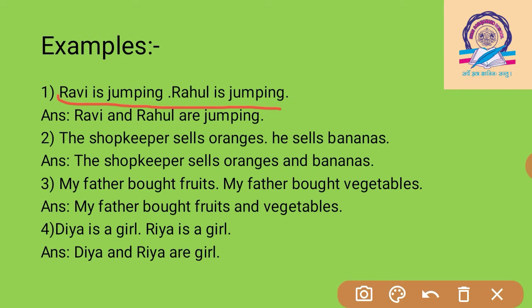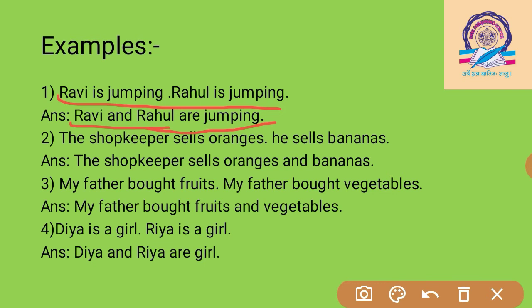Like Ravi and Rahul, both different names, but both persons are doing the same thing. So we have to join the two sentences by using and, like Ravi and Rahul. Where both names are given, at that time we have to change is into are, because are is used with plural. So Ravi and Rahul are jumping.